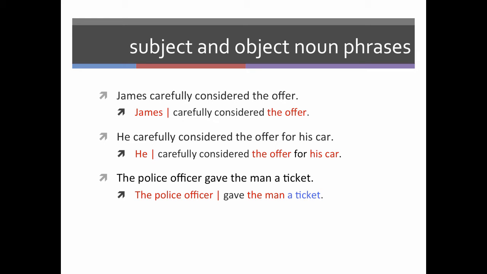And then in the final one, again, the first noun phrase, the police officer, is the subject. We have the man, a ticket. So the police officer gave the man a ticket. Here we actually have two objects. We'll talk much more about the two types of objects in chapter 3, but at this moment it's just important for us to understand that we've identified the subject and we've identified the predicate, but we're also going to look within the predicate to identify the different types of object noun phrases within that part of the sentence. Again, we can use the pronoun substitution test to identify these.